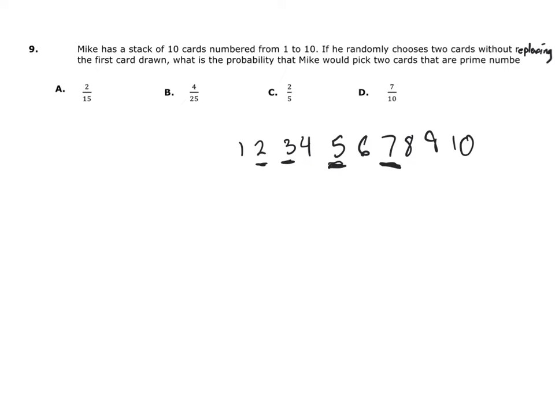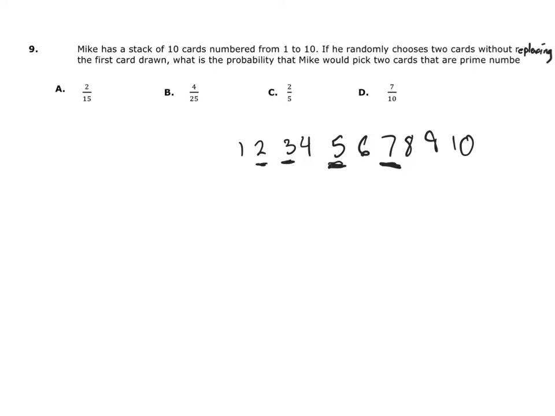So the definition of a prime number is a natural number greater than 1 that is not a product of 2 smaller natural numbers. Okay, so 2 can't be multiplied by anything to get 2. 3 can't be multiplied by anything to get 3 other than 1. 4 you can get 2 times 2. 5 you can't do anything. 6 you can get 3 times 2.